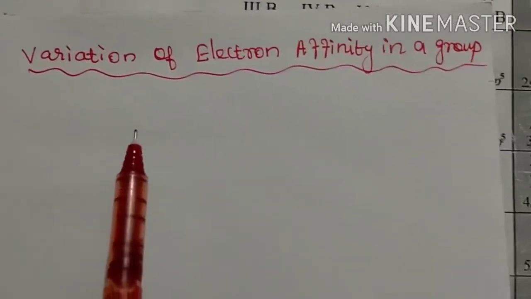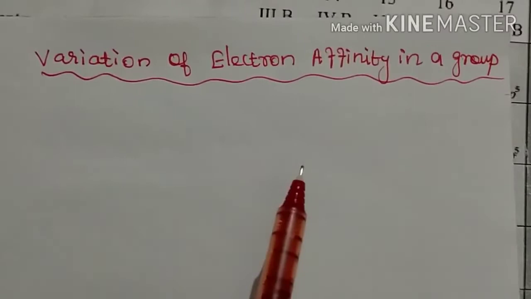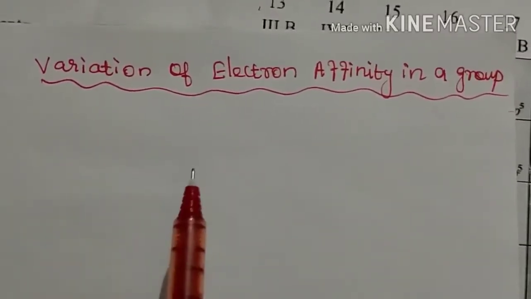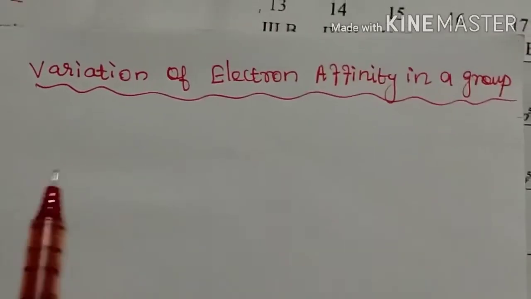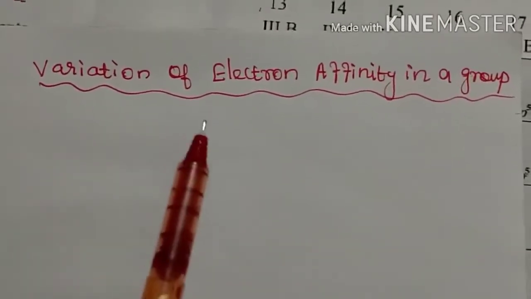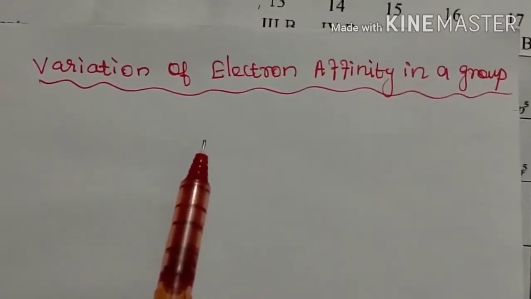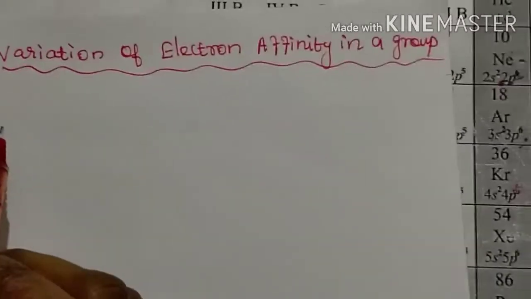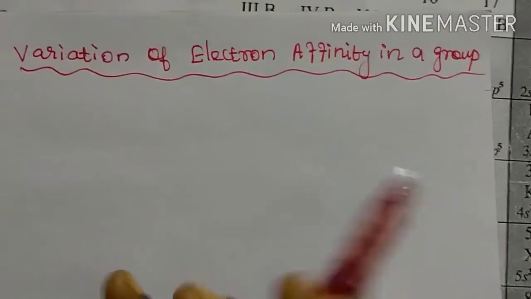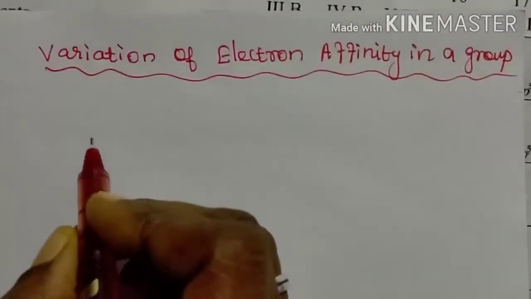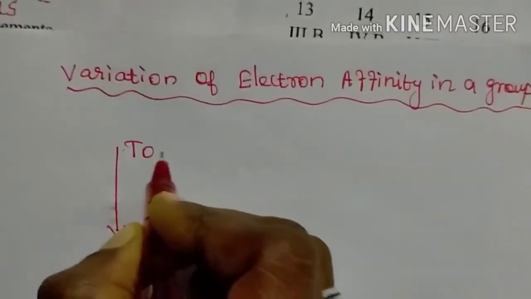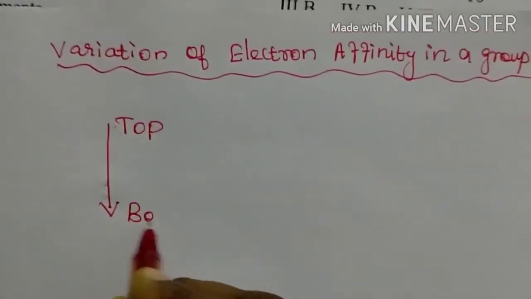In yesterday's class we discussed the definition of electron affinity and the variation of electron affinity in a period. In today's class we are going to discuss the variation of electron affinity in a group, that is, if you move from top to bottom of the modern periodic table.